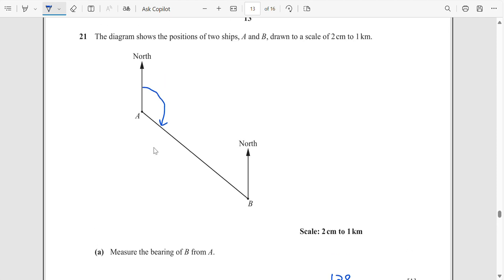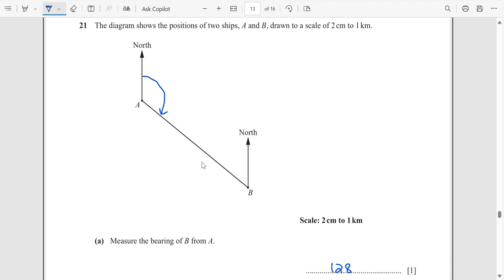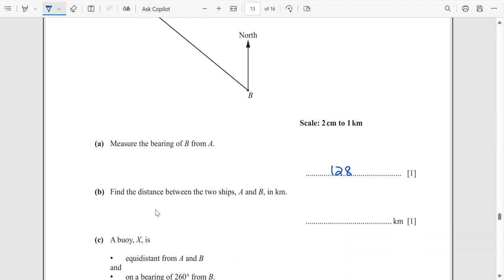The next is find the distance between the two ships A and B in kilometers. So you will put your scale here, and then you will measure this length from A to B. You will get 7 centimeters, but you need it in kilometers. So 2 centimeter to 1 kilometer. You have 7 centimeter to x kilometer. So you can cross multiply this and you will get 3.5 kilometers.